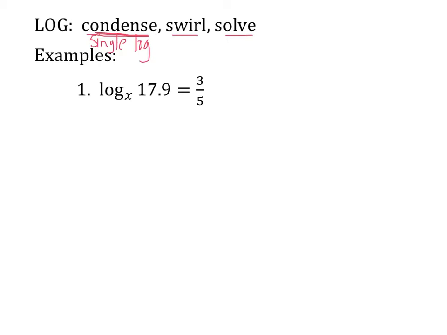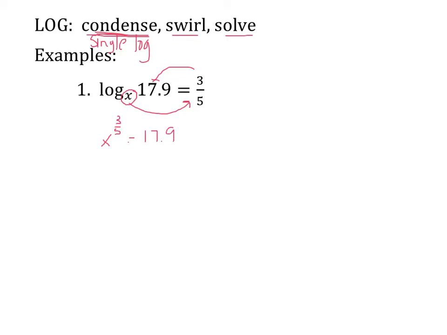On this particular problem, we do see that we have a single log. So the next thing we're going to do is swirl it. Just remember, you always start with your base. So it's x, raised up to the 3/5 power, and that equals 17.9.